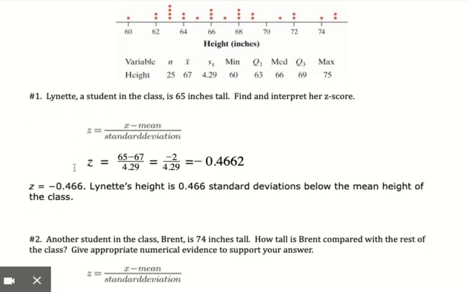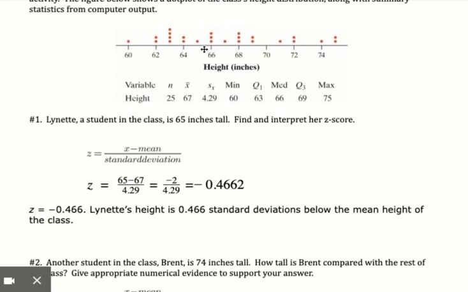So Lynette, she is a student and she is 65 inches tall. So she is this dot right here. Find and interpret her Z-score. The equation for the Z-score is your value minus the mean, divided by the standard deviation. So it's straightforward mathematics. You're just going to put it in.